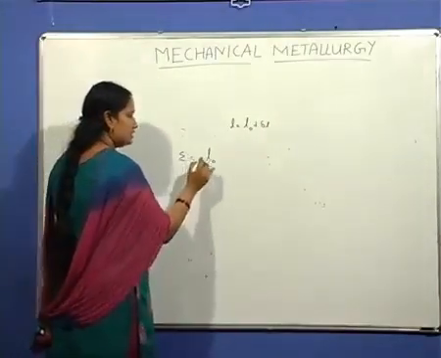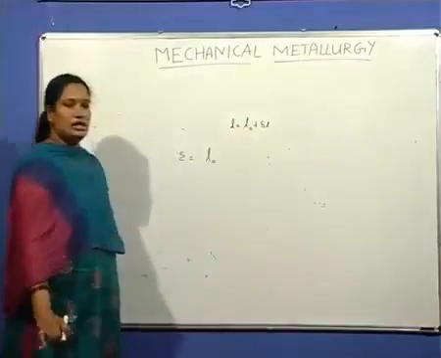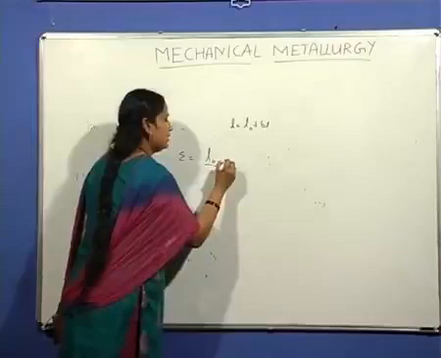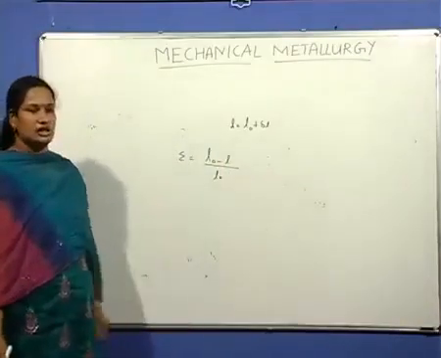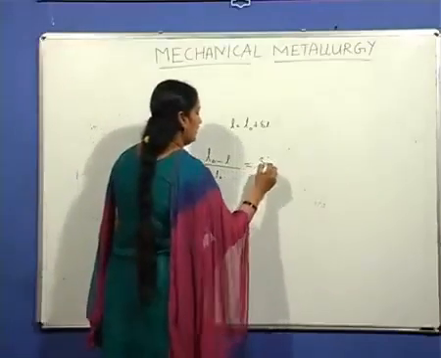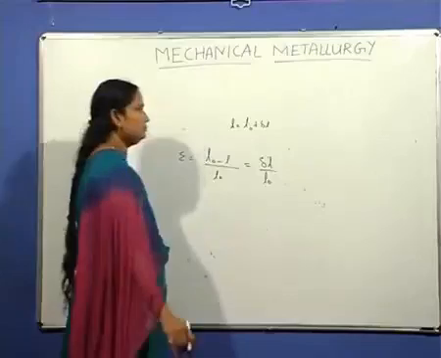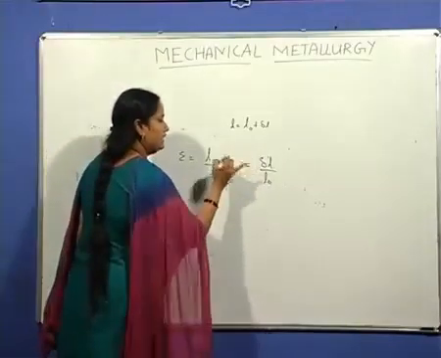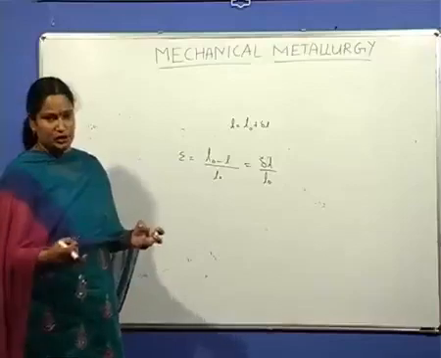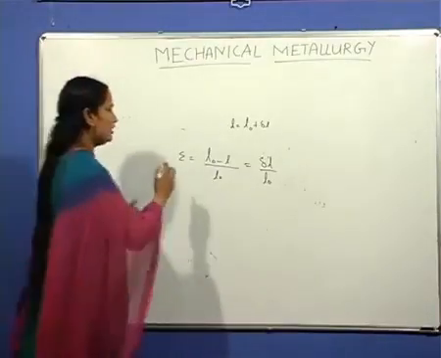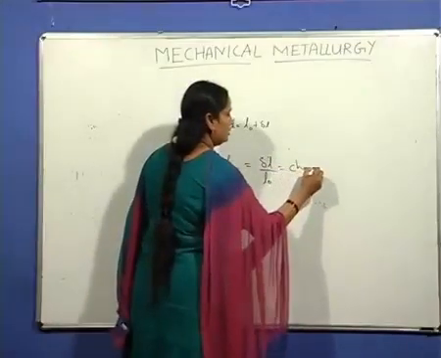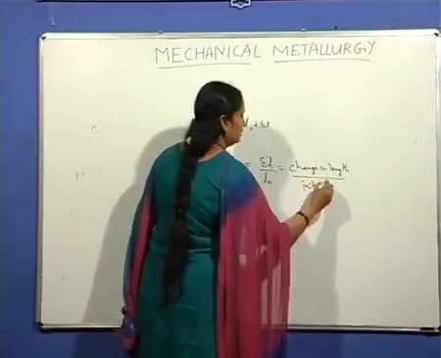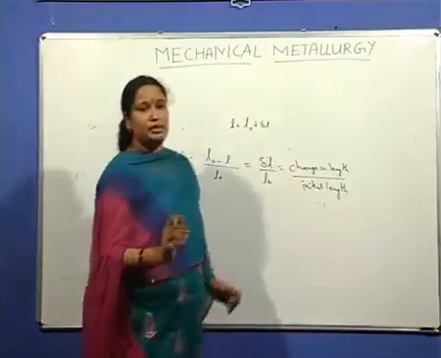So change in length is final length minus initial length, divided by initial length. That is strain, which is equal to delta L by L0. In the case of a material loaded under tension, the material increases in length, and in the case of compression, the material decreases in length. So strain is change in length to the initial length, and this strain is a dimensionless quantity.